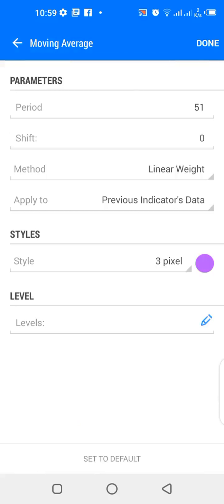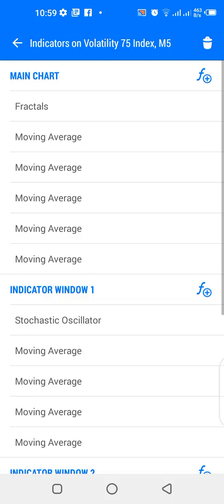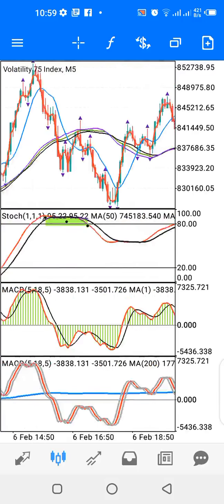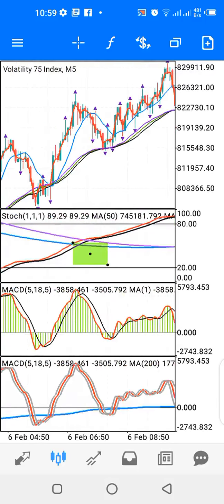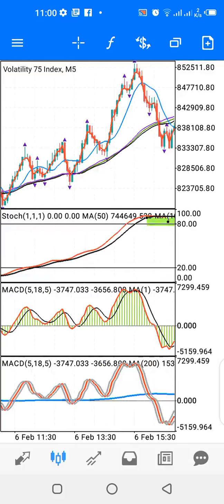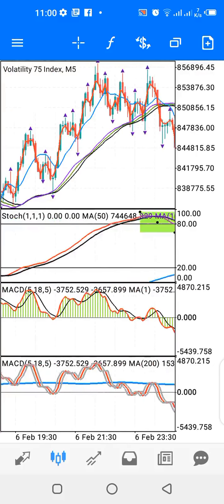Shift is 0. Method is linear weights. Apply to previous indicators data. And the color is purple. Don't forget, for the trend, you have for uptrend, start of an uptrend, as soon as you see the red and the black line crossing above the blue and the purple line, you should expect price to go up and develop in an uptrend.